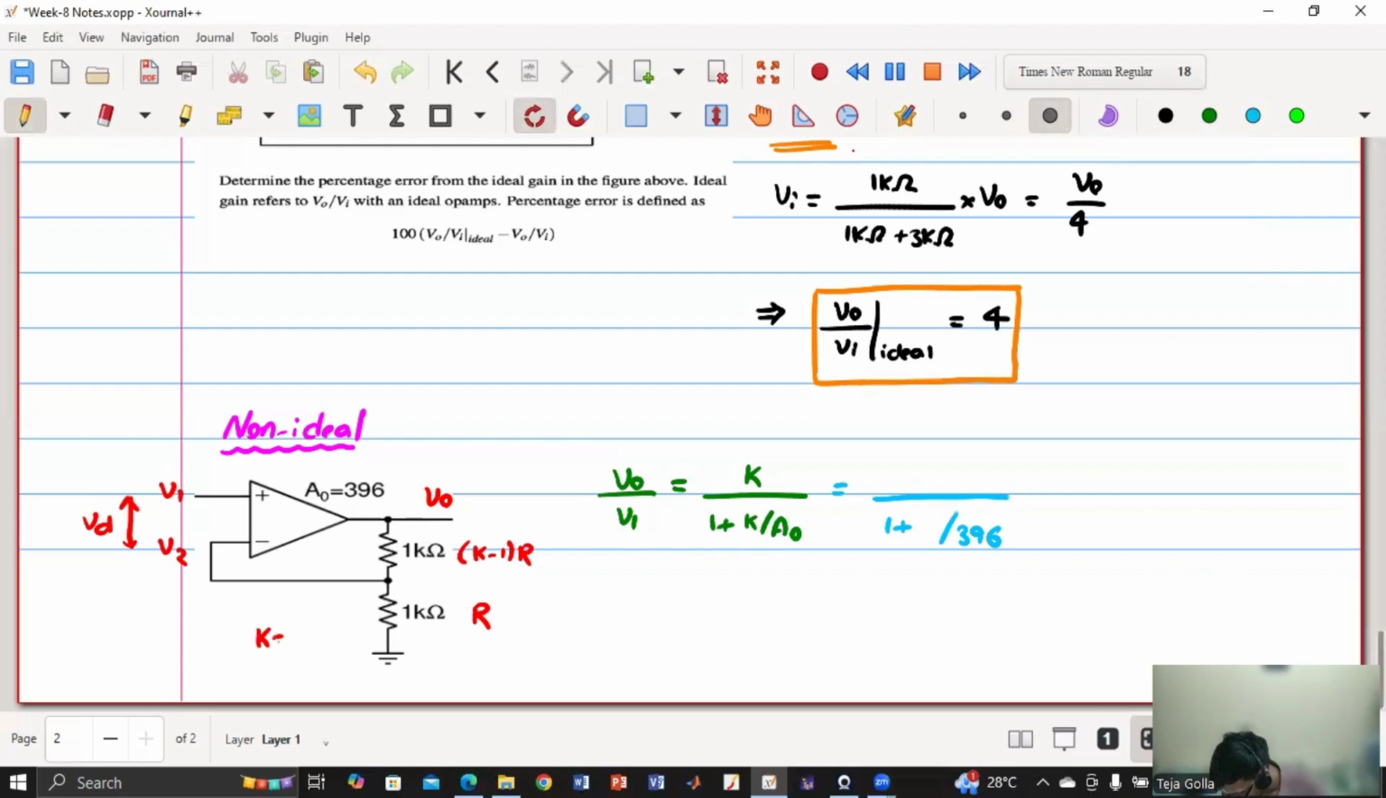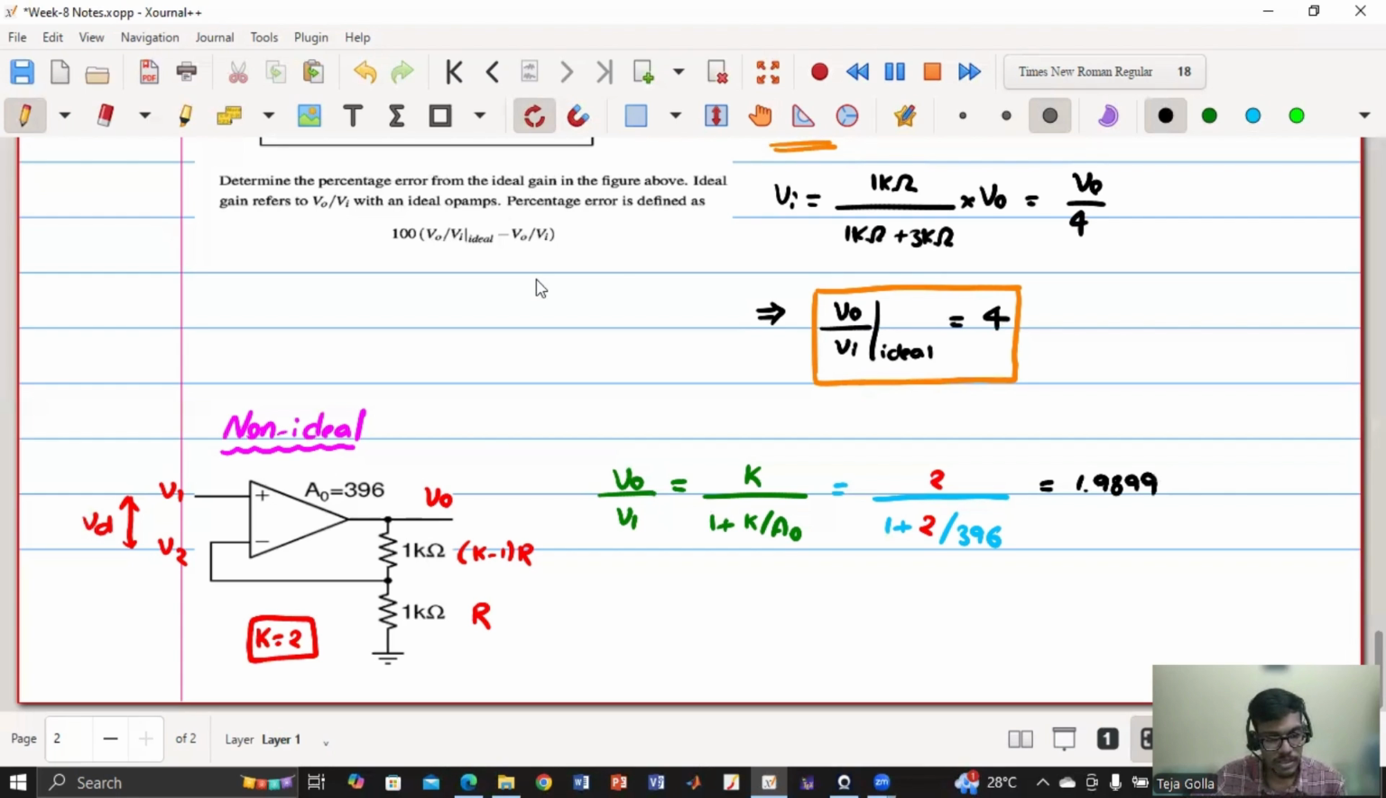K minus 1 is 1. So K is 2. Let us substitute K. So it is 2 by 1 plus 2 by 396. So can someone tell me what will be the value of this quickly? 1.9899. So I have pre-calculated it. So you will get something like this.